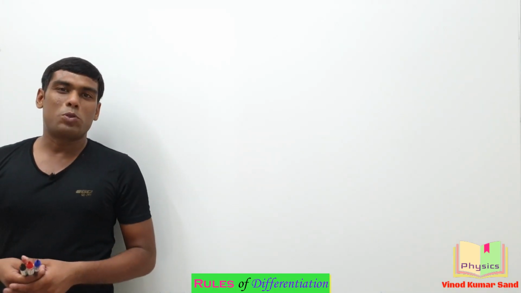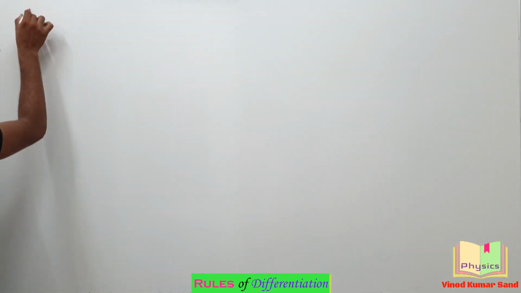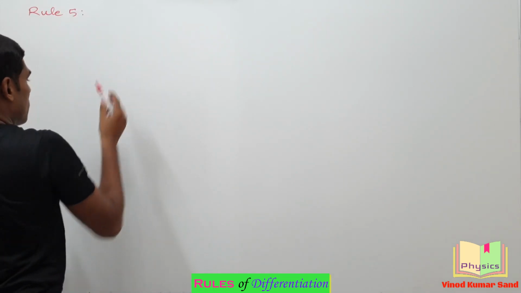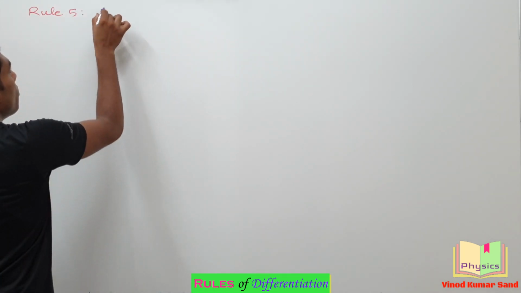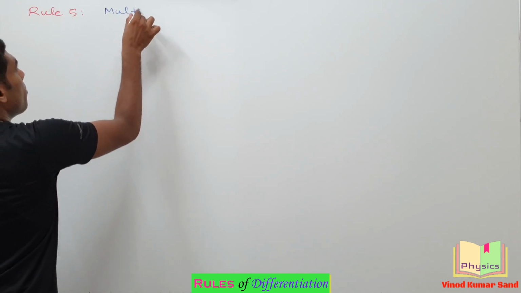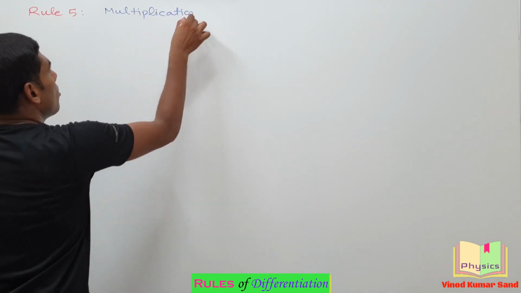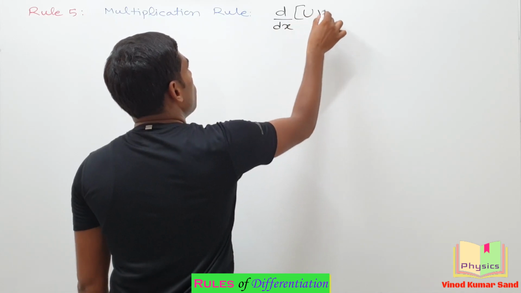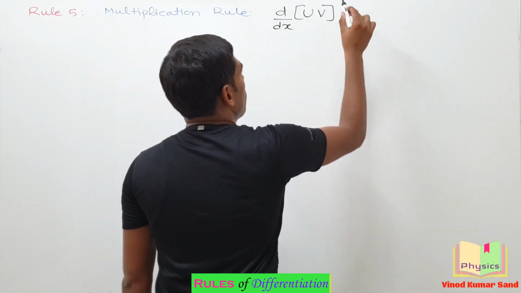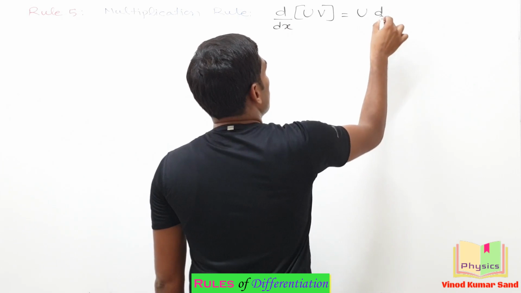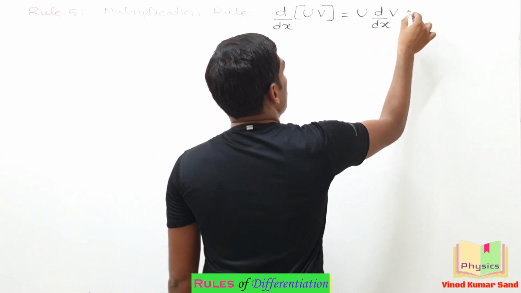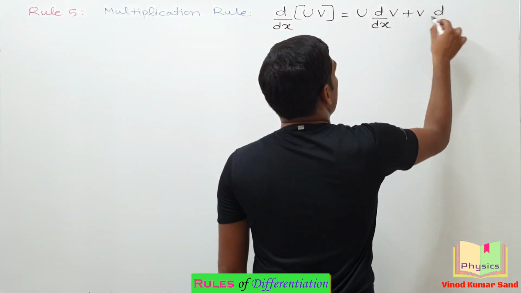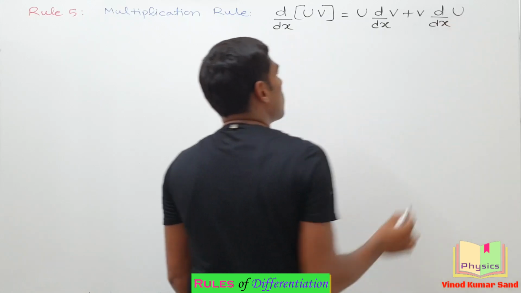I hope you have noted down and learnt all the formulas in the table. Now I am taking up rule number 5. Rule number 5 is a pretty important one. We know it by the name of multiplication rule. Suppose someone gives you d by dx of uv, then it will be solved as u d by dx of v plus v d by dx of u.